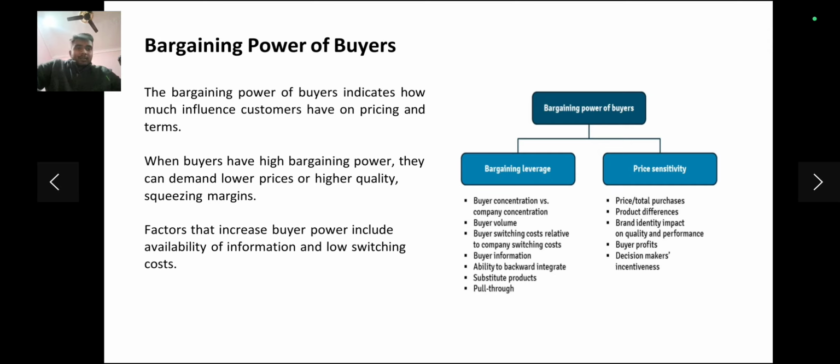Bargaining leverage. Buyer concentration versus company concentration. Buyer volume and buyer switching costs relative to company switching costs. Buyer information, ability to integrate backward, substitute products, pull-through. Price sensitivity, price of total purchases, product differences, brand identity, impact on quality and performance. Buyer profits, decision makers' incentives.